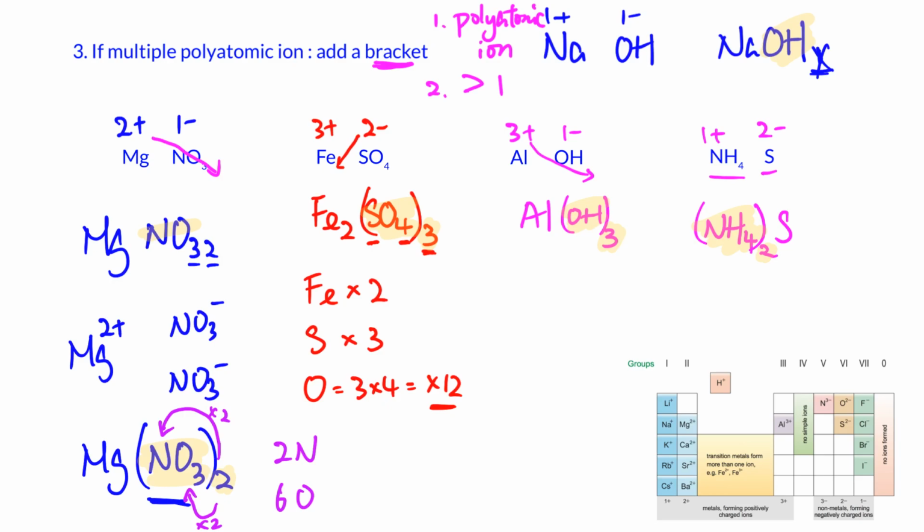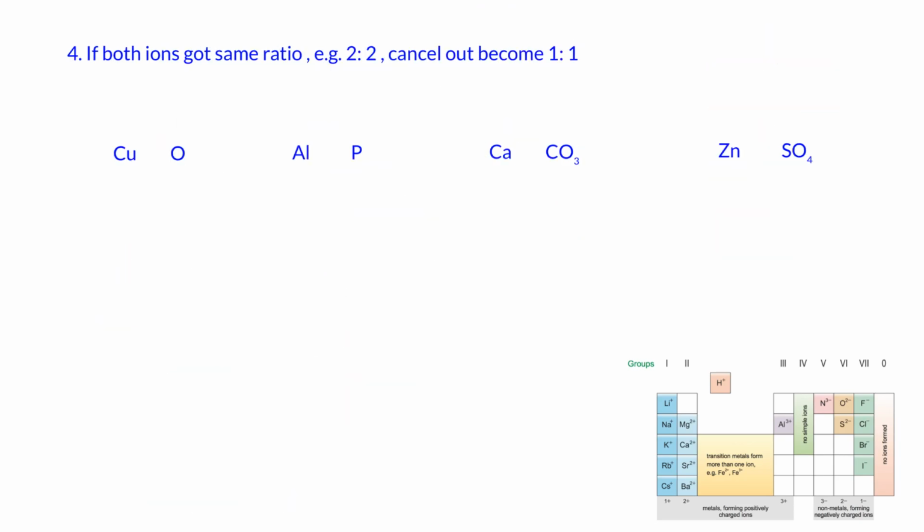Say for example, you write Na(OH) like this, then it will be wrong. What if both ions have the same ratio? Say for example 2 to 2. We have to cancel out, to become 1 to 1. Say for example copper 2 ion, Cu2+, O2-. So we'll think that after the cross method we'll do like this. But because they are the same ratio, it will become CuO.